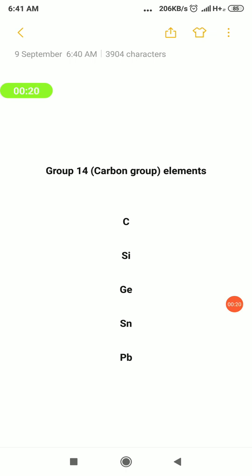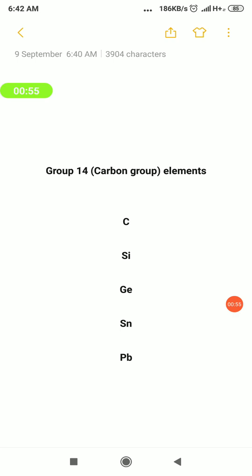And now we are going to see about the elements of the next family, the 14th group, or it is called the carbon family. First we must remember the elements of this family. The elements of this carbon family are, first one carbon, then silicon, then germanium, tin and lead. So these are the elements of carbon family. What are they? Carbon, silicon, germanium, tin and lead. So about this we are going to see.